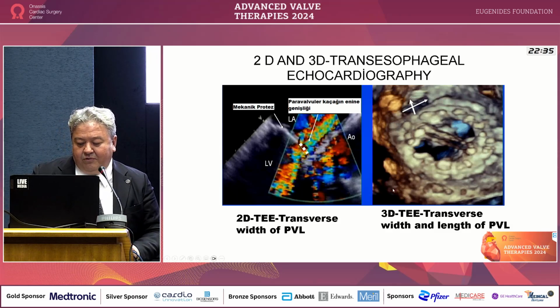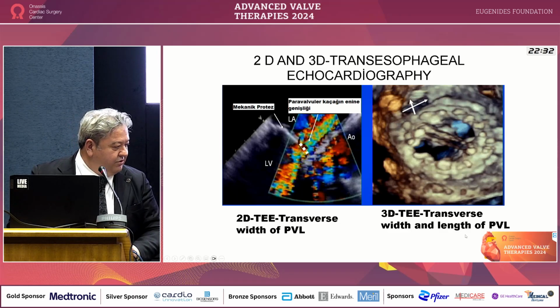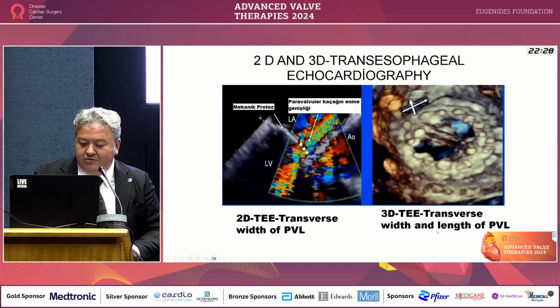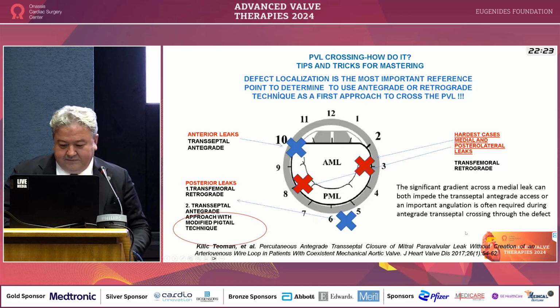And for example, for the distal and proximal discs of the device and the size of the device, we usually measure the length of the paravalvular leak.